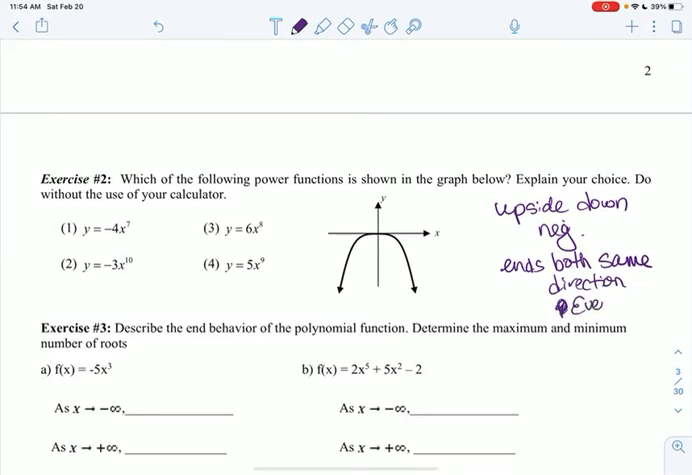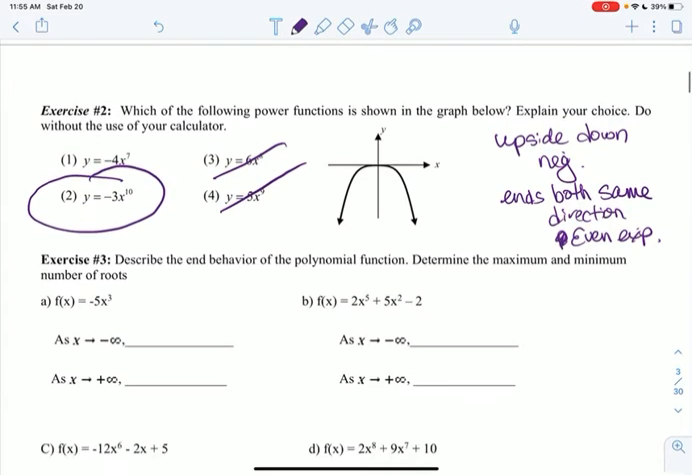So if it's upside down, it's a negative. But if the ends are going in the same direction, it's an even exponent. If the ends are going in different directions, then it's an odd exponent. So I'm looking for a negative, so it has to be choice 1 or choice 2. And I also need it to be even because the ends are going in the same direction, so therefore that's choice 2. Okay?